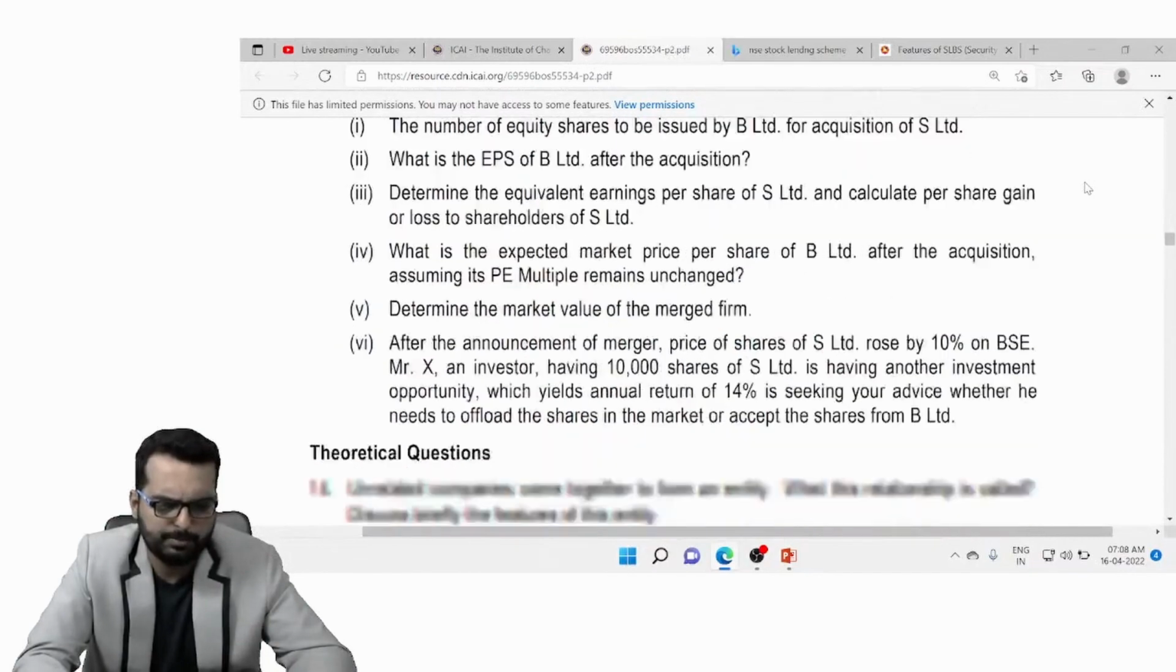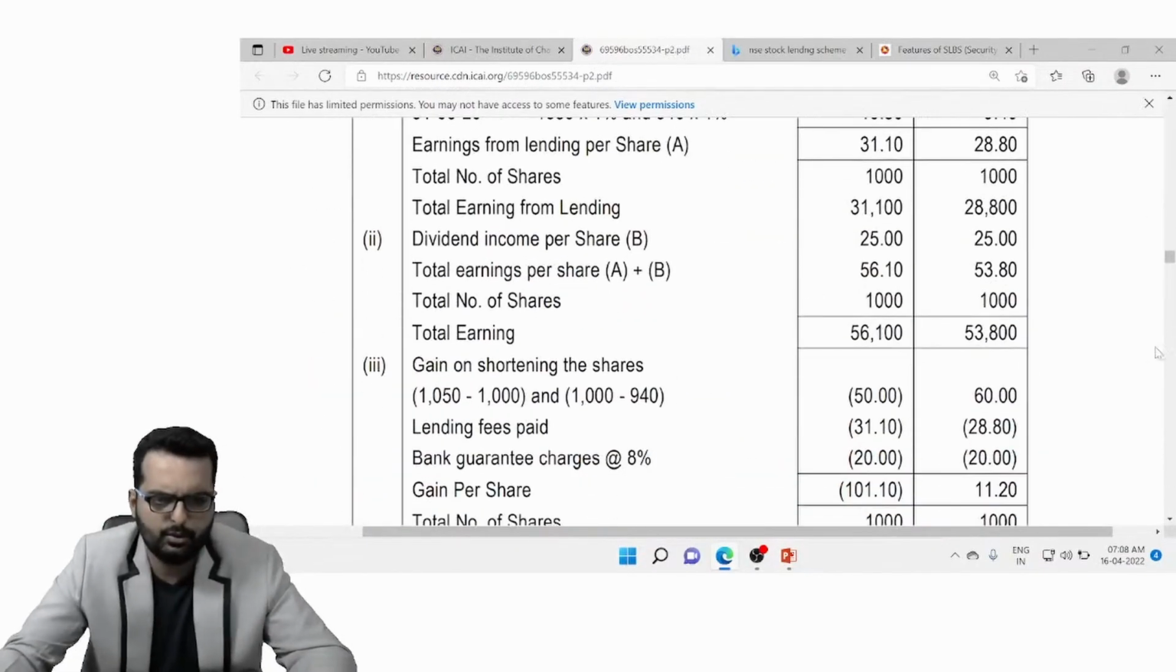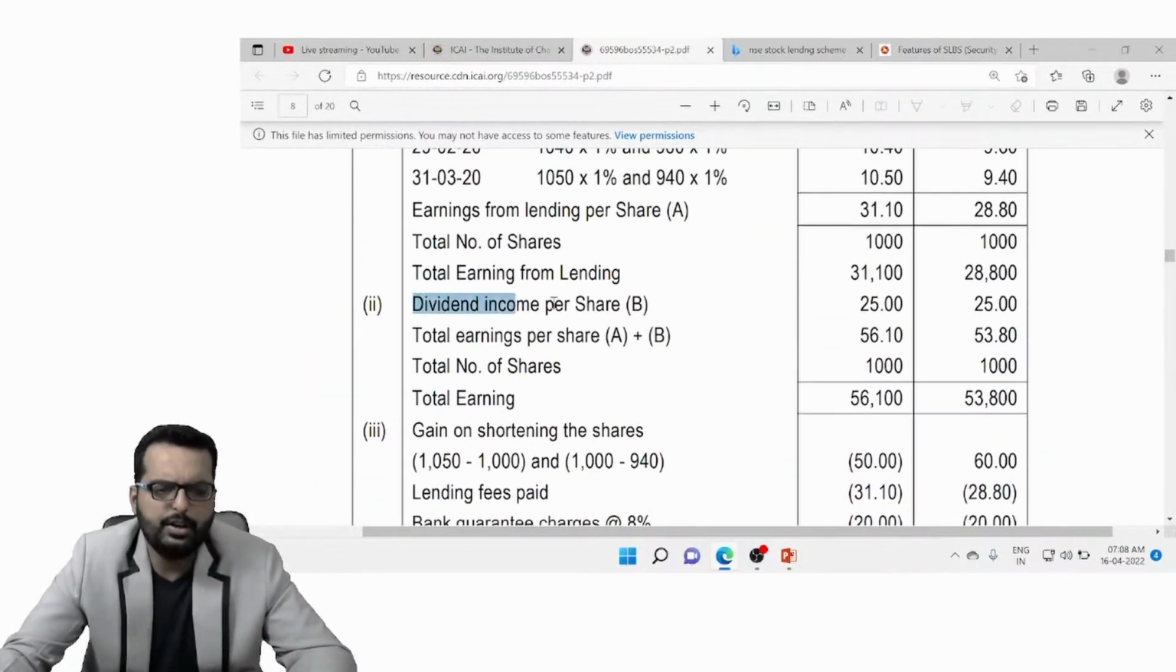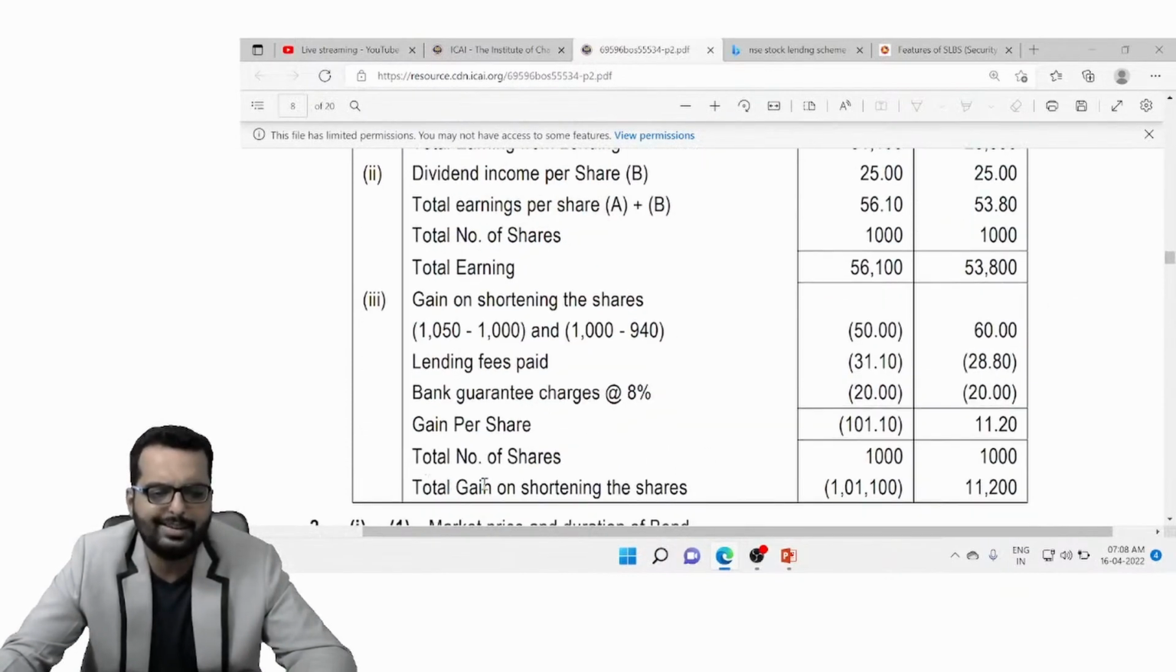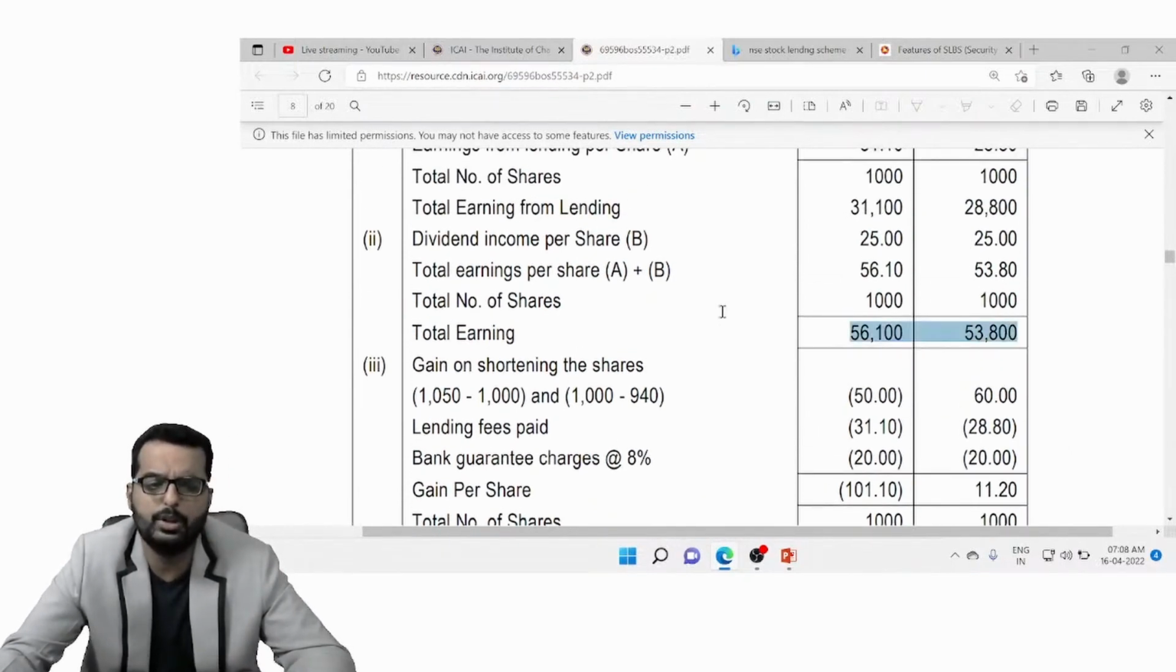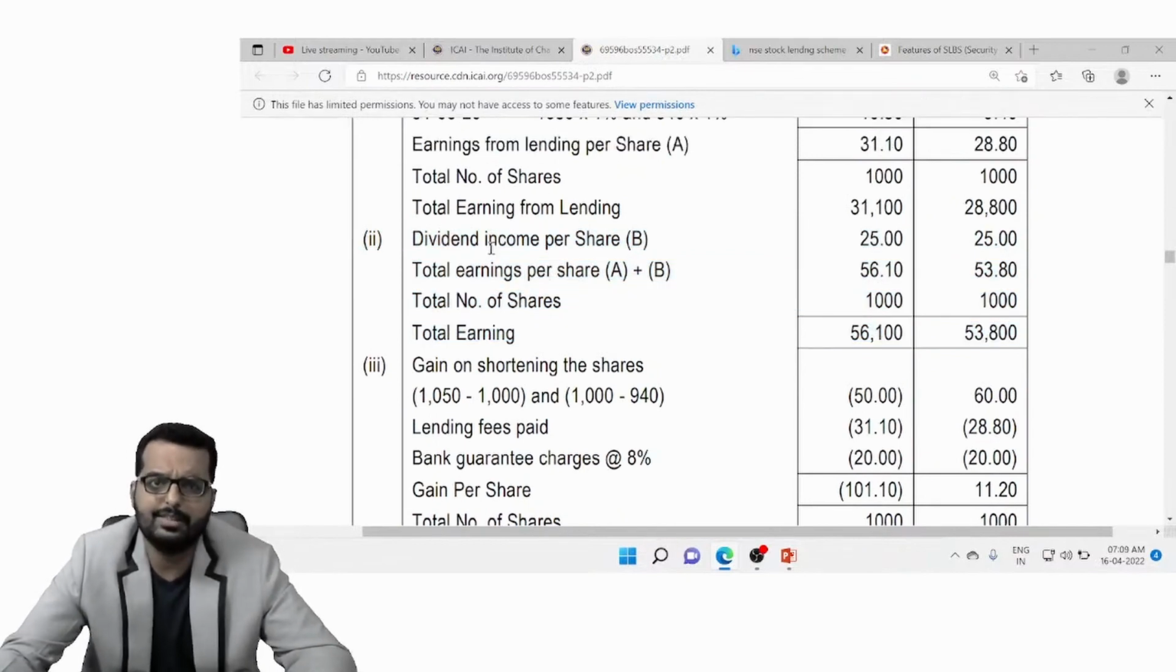If you come down to the solution, they have used the word dividend income per share, but this earnings is not set off against the total gain or loss. So that gives a presumption that this is attributable to the original stockholder. If there is a proper stock lending scheme in which they say dividend also should go to the borrower, then it will go to the borrower.